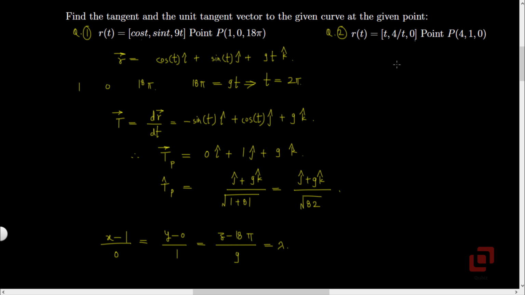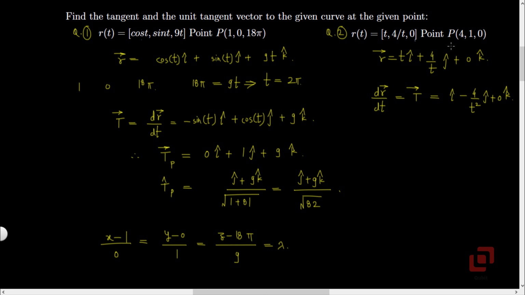Let's go to the next example. Here the parametric curve is r bar equal to t i cap plus 4 by t j cap plus 0 k cap. Let's find dr bar by dt to get the tangent vector t bar. It will be equal to i cap minus 4 upon t squared j cap plus 0 k cap.